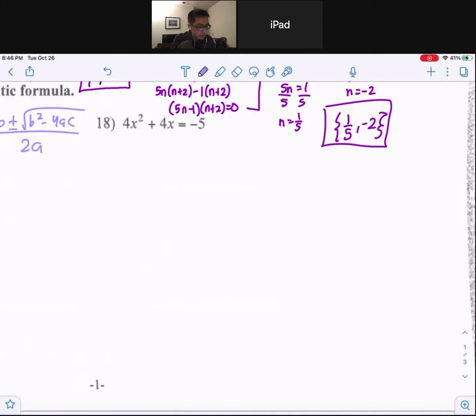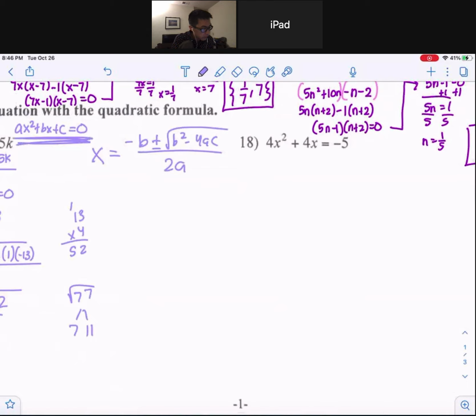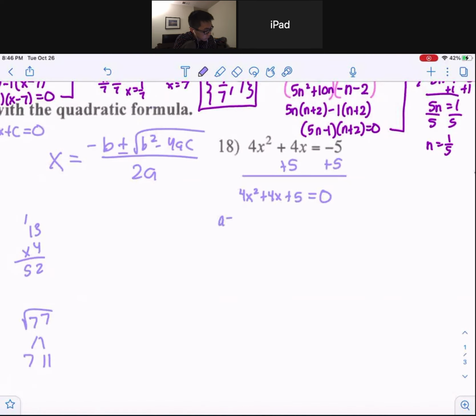18. Again, you have to get it so that the equation is equal to 0. So we got to add 5 to both sides. But when you add 5, it can't combine with the 4x squared nor the 4x. So you just slot it in for the c value, right? And now quadratic formula. a equals 4, b equals 4, c equals 5, and plug them all in into this quadratic formula here. Again, you have to memorize this.